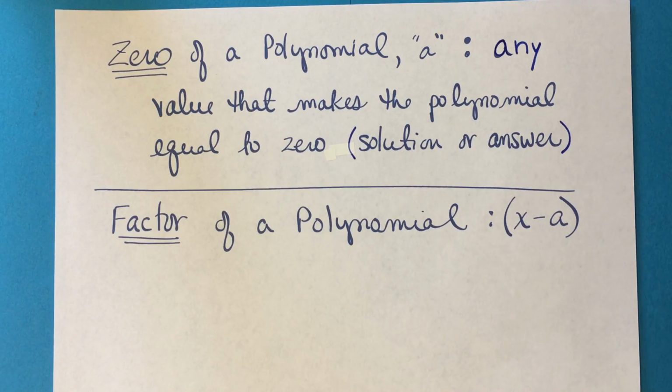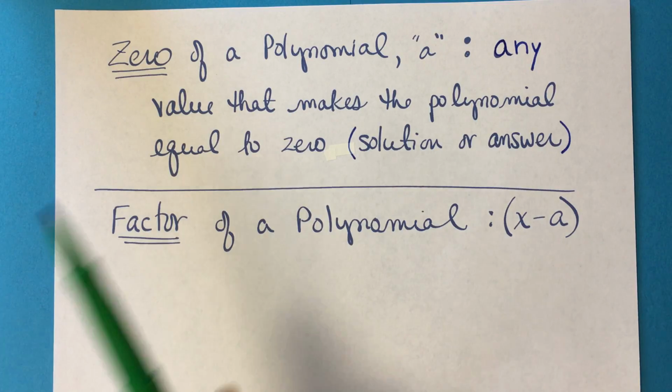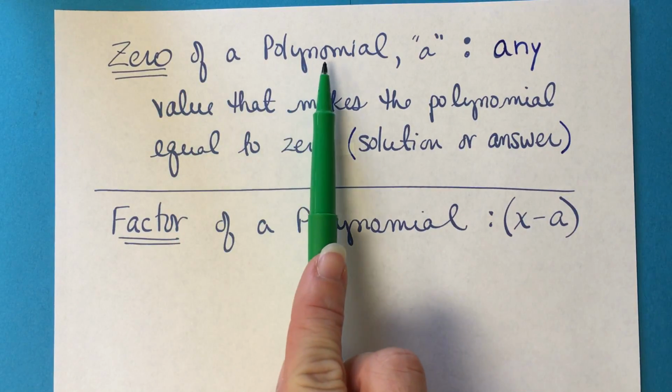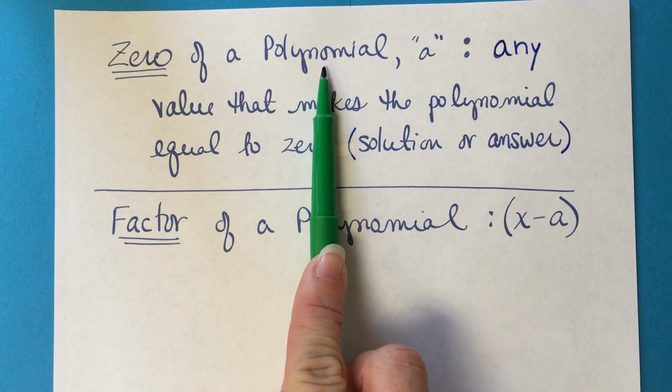Okay, so what I have here is just a couple of words that you need to understand exactly what they mean. I mean, you'll hear me use these words, you'll see these words written in instructions. So first of all, you can be asked to determine the zero of a polynomial, okay?